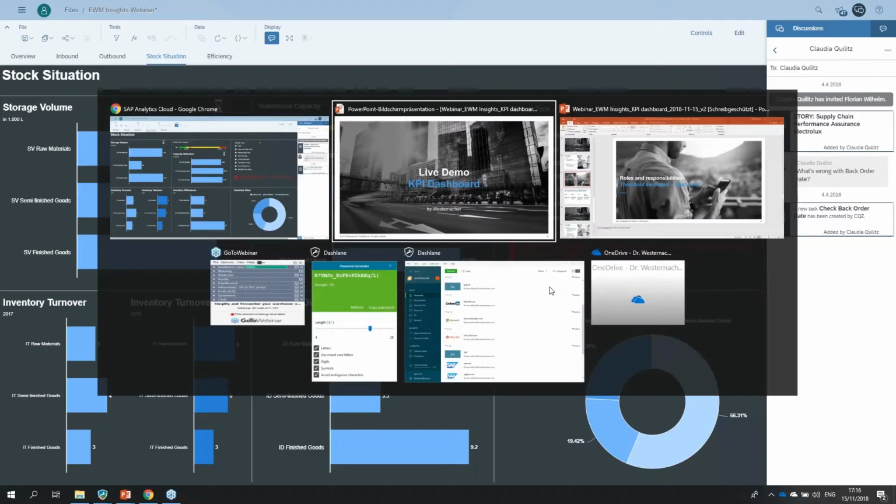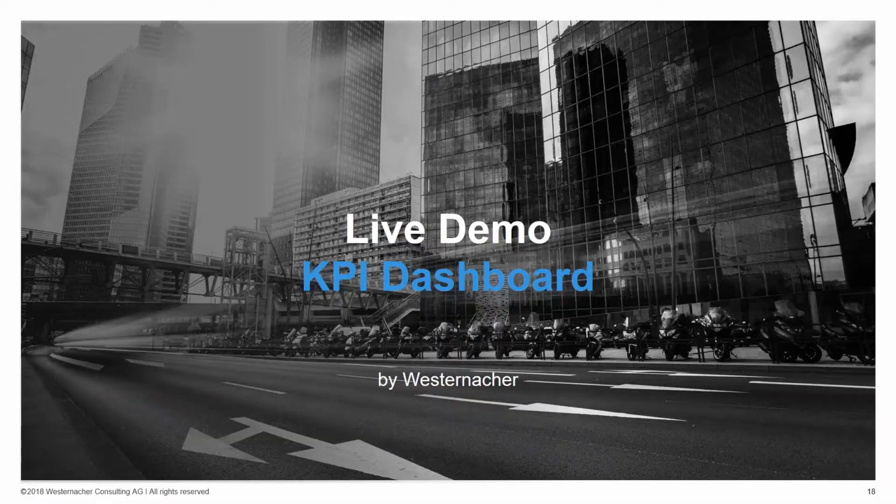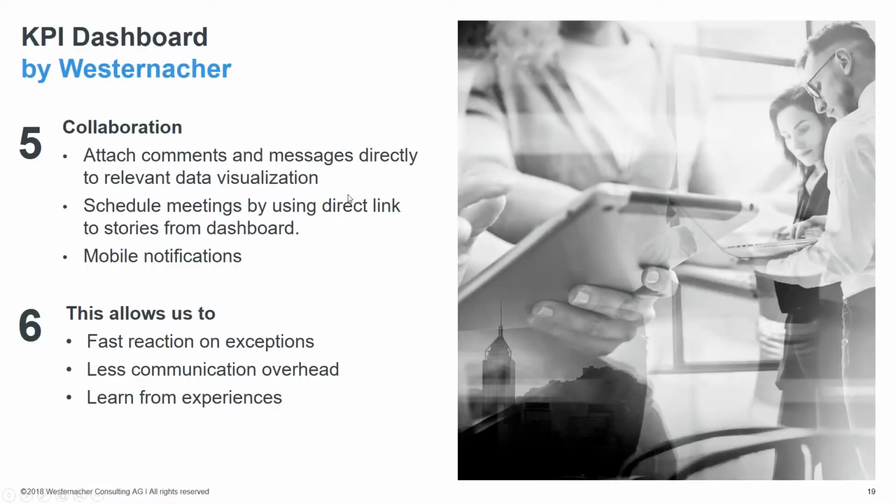So if we quickly go back to my presentation, what we've seen here is we have the chance to use comments and messages to directly work with people based on the relevant data visualizations we've seen. We can schedule meetings via direct links from stories. If you use the iOS app, you get those messages that are being sent to you via the platform directly popping up as notifications on your iPhone, for example.